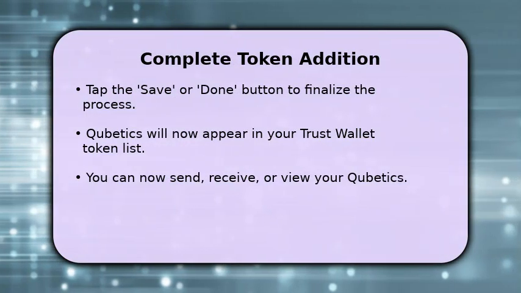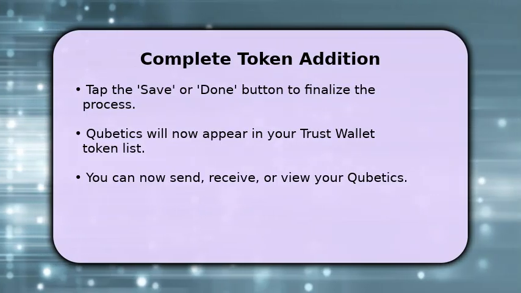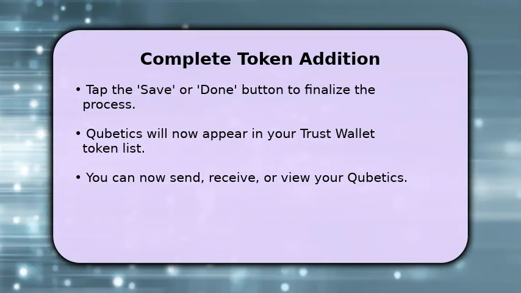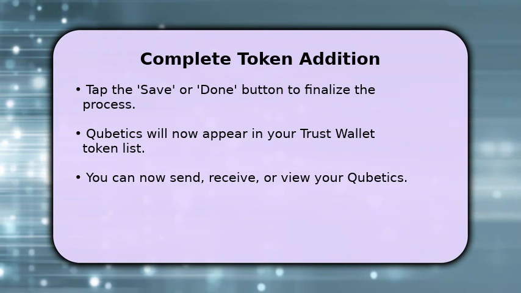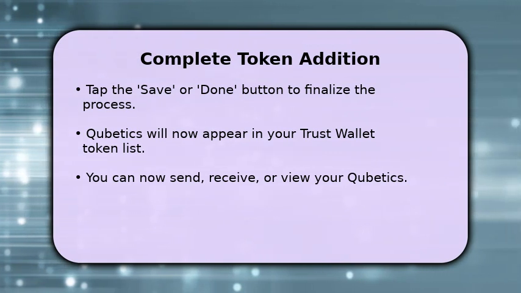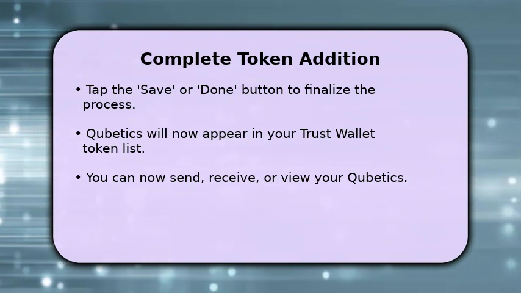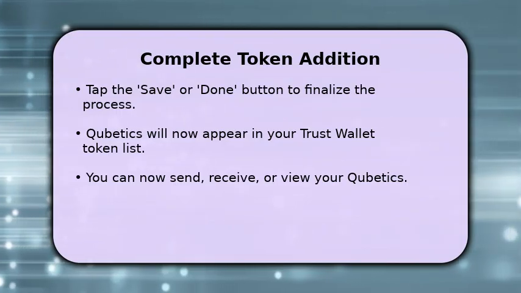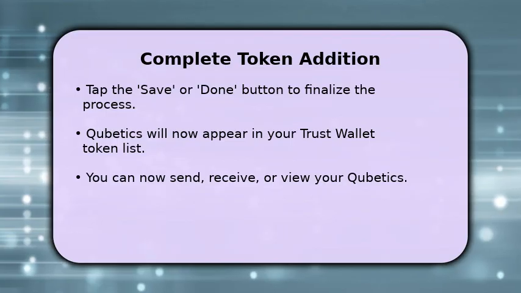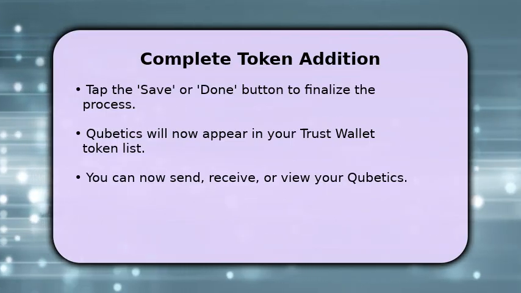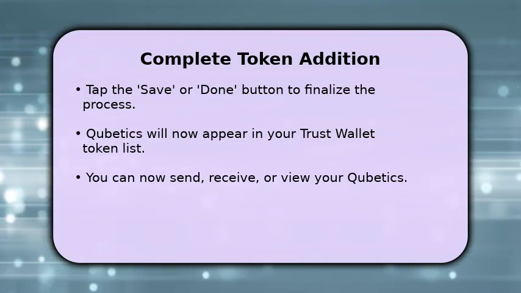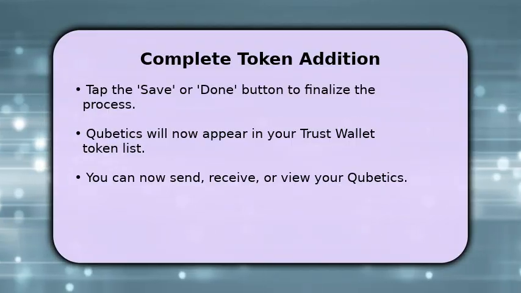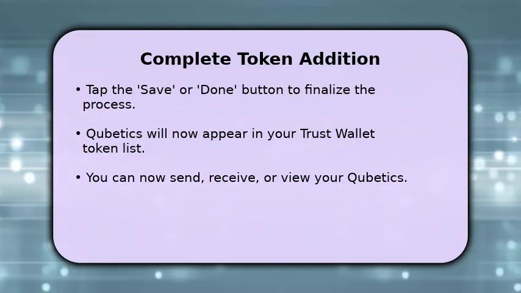After verifying all the token details, tap the Save or Done button to finalize adding Qudbits to your Trust Wallet. You should now see Qudbits listed among your other cryptocurrencies on the main wallet screen. With the token successfully added, you can now seamlessly send, receive, and view your Qudbits balance directly within your Trust Wallet. It's that simple to manage your custom tokens.